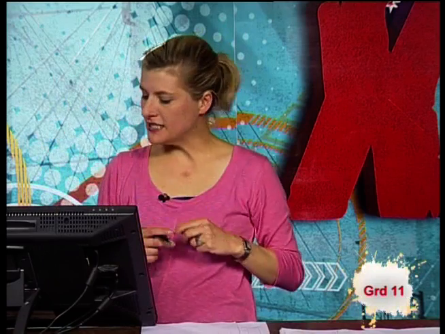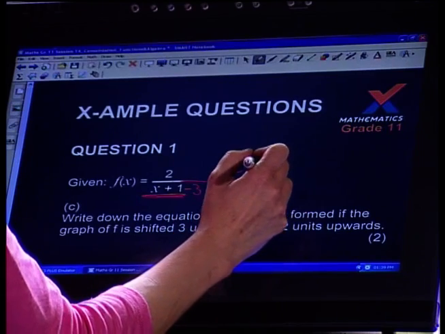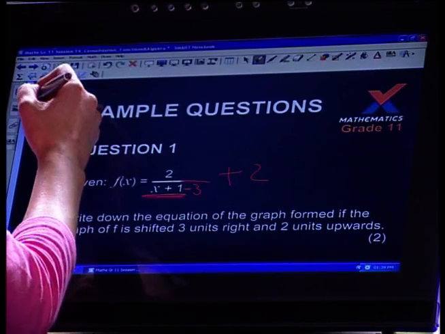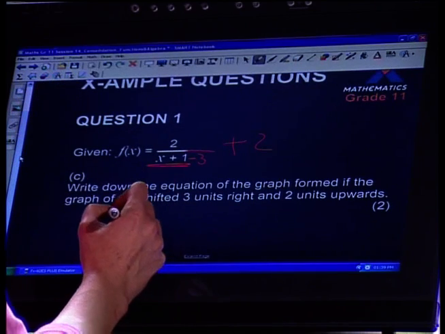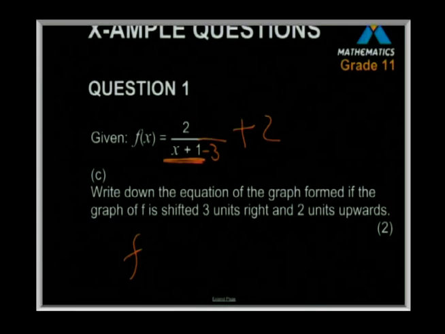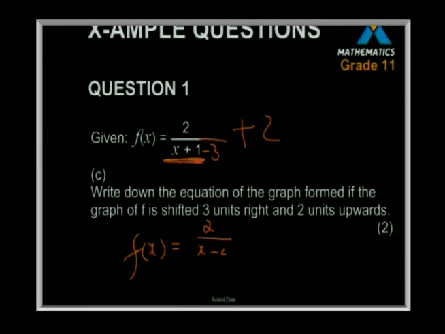Then remember how I told you guys that it's the value of the Q that shifts the graph up and down, and they specifically say 2 units upwards, so that means plus 2 over there. Now, obviously, your question will not be finished until you've simplified this properly. So I'm going to say the new f of x, or the new graph, is equal to 2 over x minus 2 plus 2.